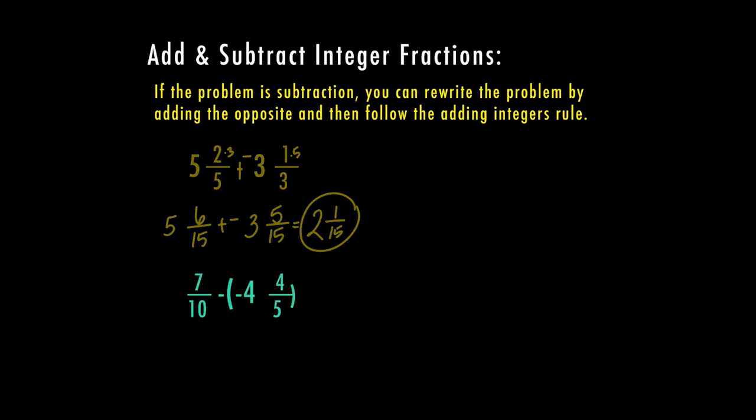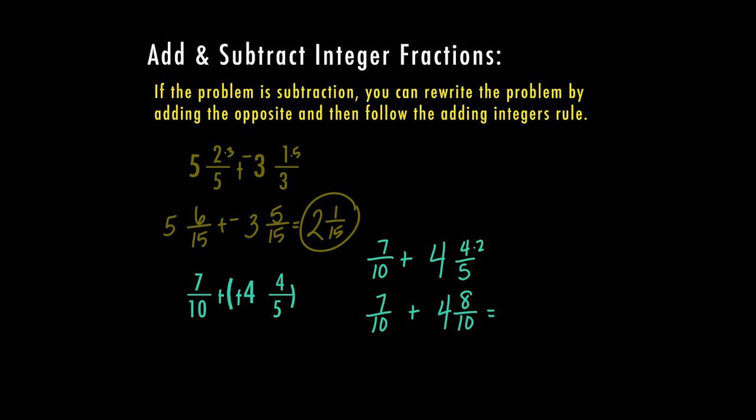So let's try another problem here. We have 7/10 minus a negative 4 4/5. So we need to rewrite this, because if I have minus and negative, that means if I add the opposite, I end up adding these together. So now I have 7/10 plus 4 4/5. So now I can go ahead and find a common denominator. In this case, it's going to be 10. So 7/10 stays the same. 5 goes into 10 2 times, and 2 times 4 is 8. So now I have 7/10 plus 4 8/10.